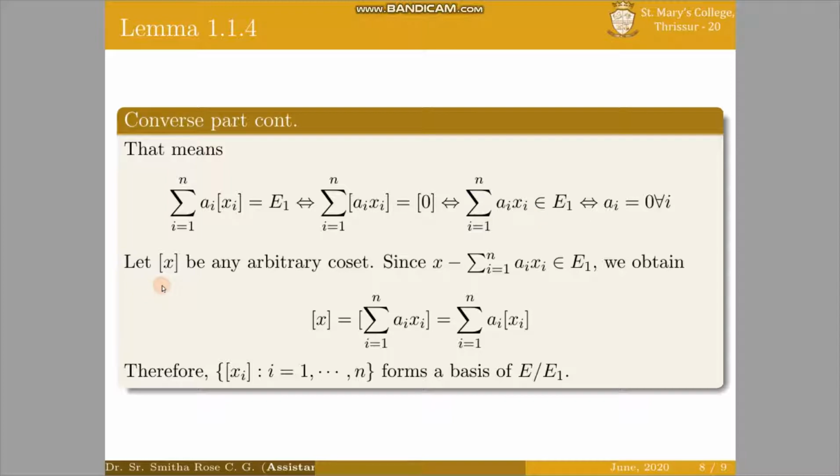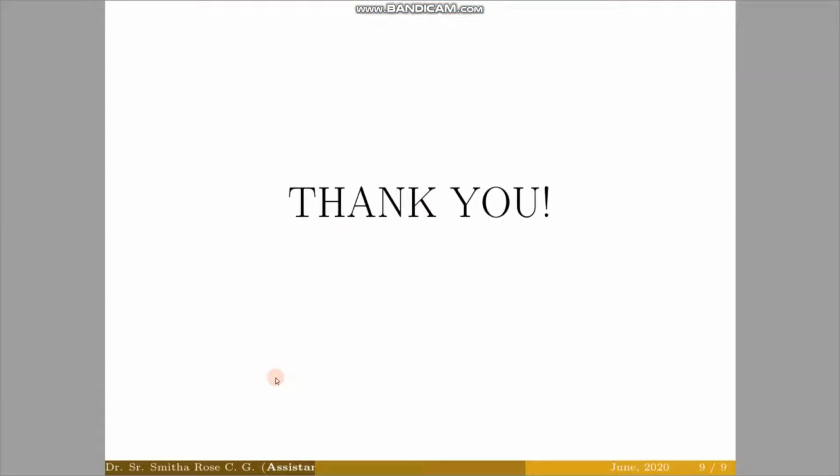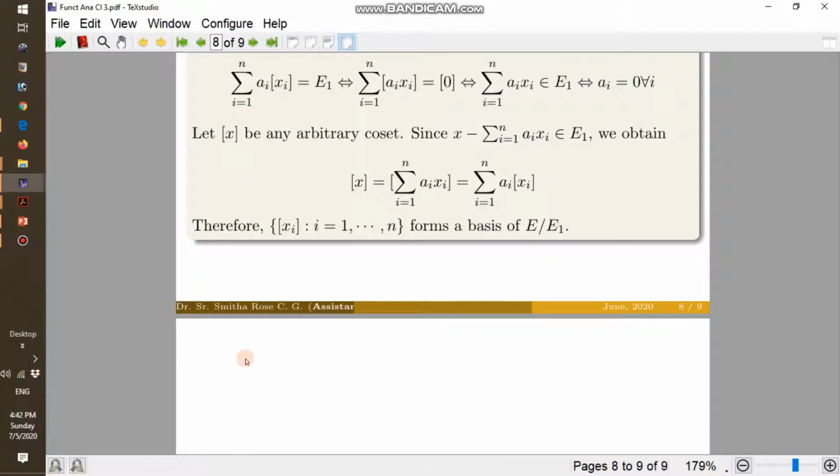Now we move on to the spanning condition. Let coset x be any arbitrary coset. Since x minus summation i equal to 1 to n ai xi is an element of E1, we can see that coset x is equal to coset of summation i equal to 1 to n ai xi. That is summation i equal to 1 to n ai into coset xi. Therefore, the collection of all such cosets, coset xi for i equal to 1 to n, forms a basis of E by E1.